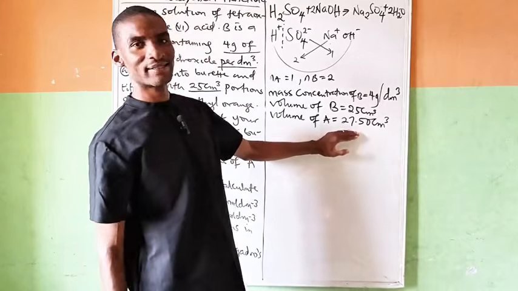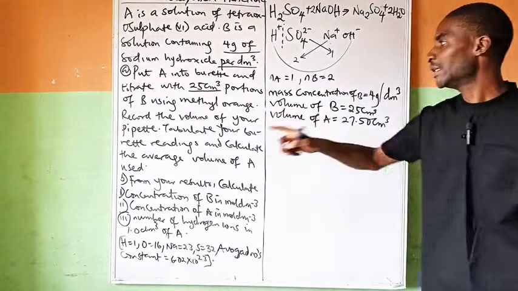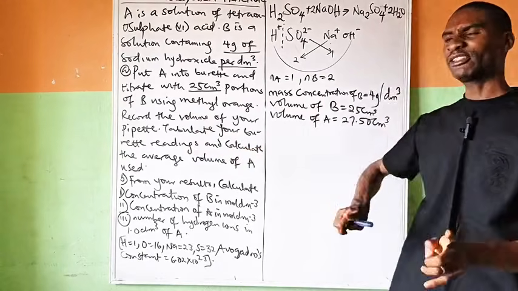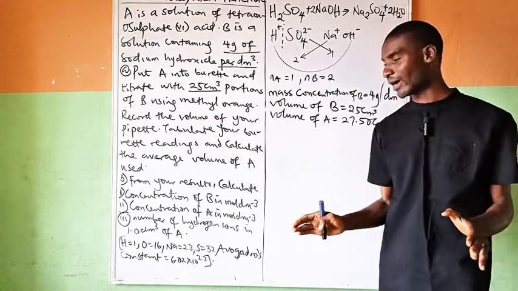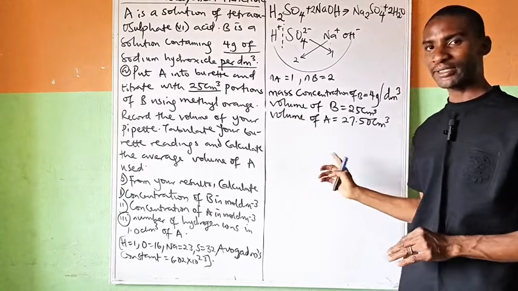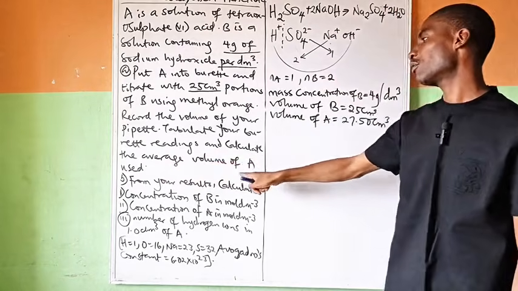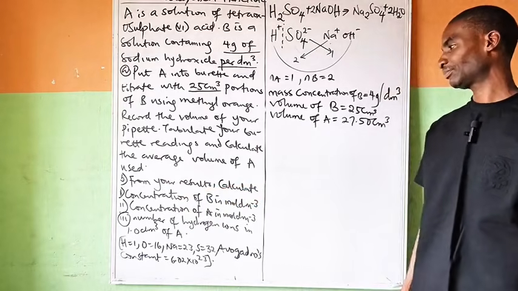So, once I get this average value of acid used, which is my average titer value, the next thing says tabulate your burette reading. I've done another video on how to tabulate, and you can check the video just after now, and calculate the average volume of A used. Now from your results, calculate.